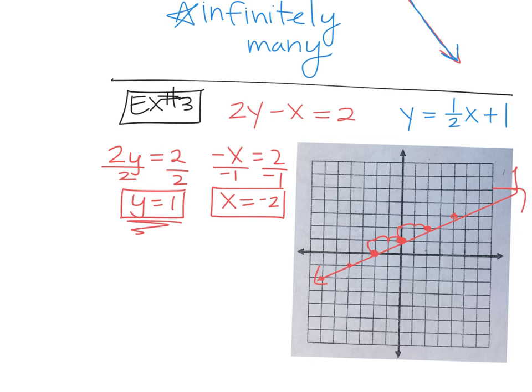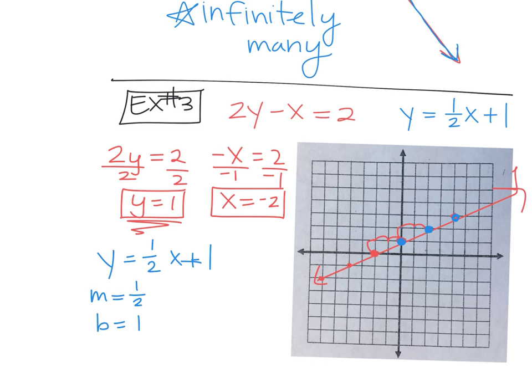Same with the other equation, y equals 1/2 x plus 1, that's in slope-intercept. So my slope is 1/2. My y-intercept is 1. So let's plot it. With a y-intercept of 1, that's here. With a slope of 1/2, you're going up 1 over 2, which puts me right there. Up 1 over 2 puts me right there.